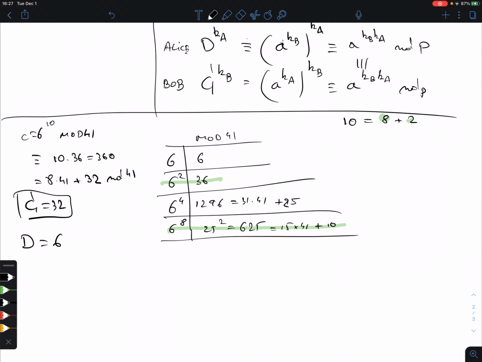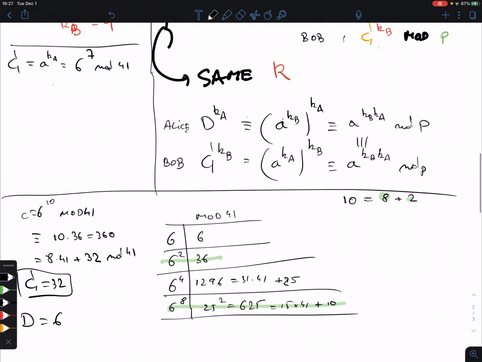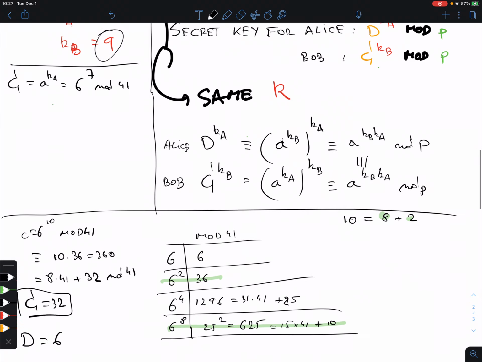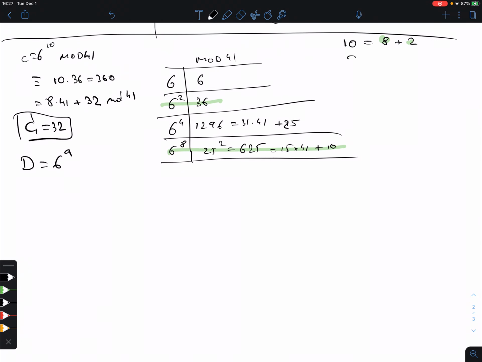Well, D is 6, the same 6, but now to the power K_B, right? And K_B is 9. So now we're doing this for Bob, right? So 6 to the power 9. 9 is 8 plus 1. So you see, the good thing is you can use the same calculations here. Now I need 8 and 1, so I need this guy and this guy. So this will be equivalent to 6 times 10, that is 60, mod 41, that is the same as 19, right? Just subtract 41 once from 60. Okay, so that's D.